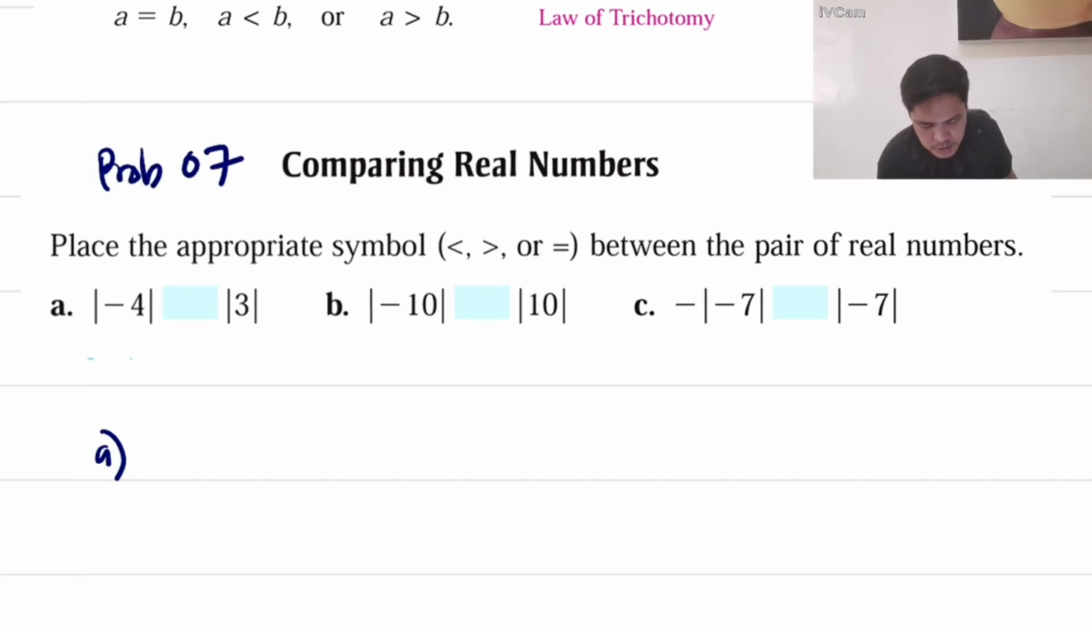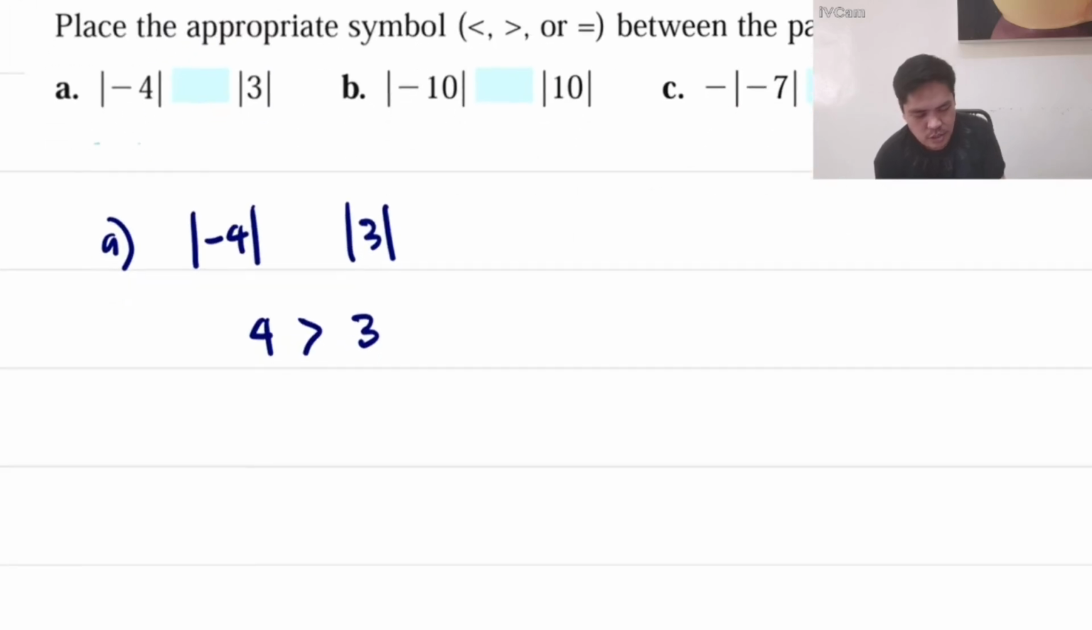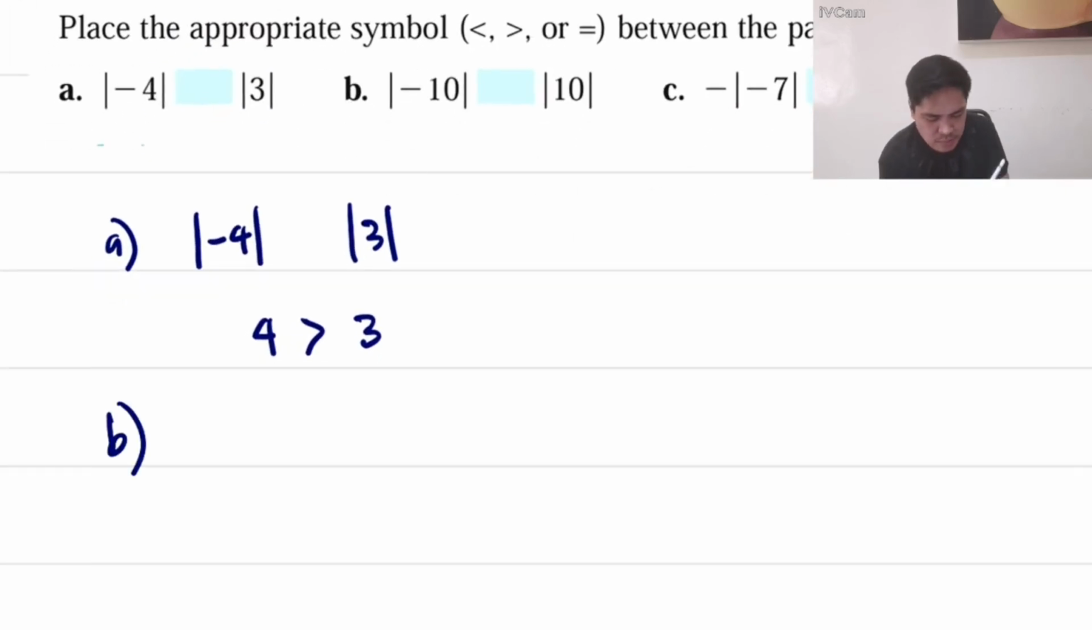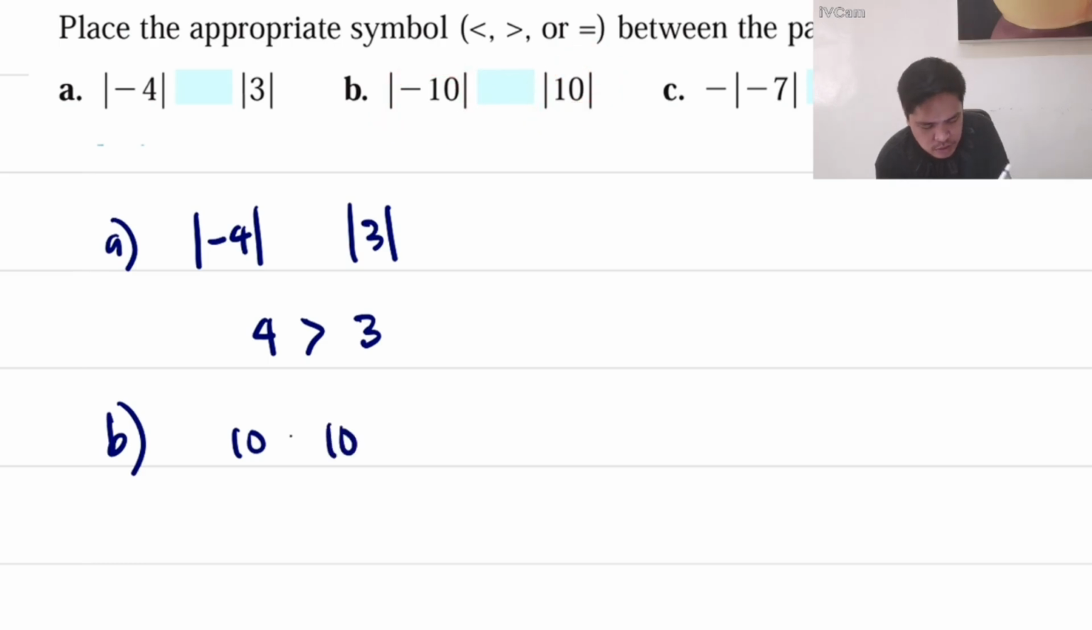So for problem number 7, for letter A, it's negative, absolute value of negative 4 and blanko dito, absolute value of 3. So what is the absolute value of negative 4? It's still 4. And absolute value of 3 is still 3. So that means, yun yung symbol. 4 is greater than 3. So how about letter B? Very easy pa rin, no? So absolute value of negative 10 is 10. So absolute value of 10 is still 10. So the relationship is equal.